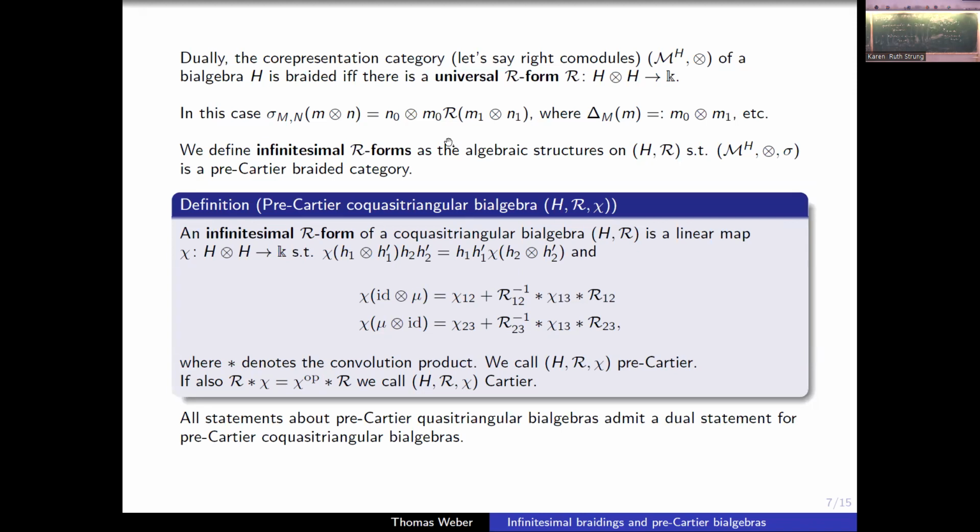In this setting, you can make the definition of what is an infinitesimal R form. And okay, I won't bother you with this. It's just written here. It's exactly the dual definition. So here you don't write the coproduct, but you write the product. And you are not using the multiplication, but the convolution product. It's really the dual statement. And all of the theorems that I mentioned that work for modules also work for the comodules.